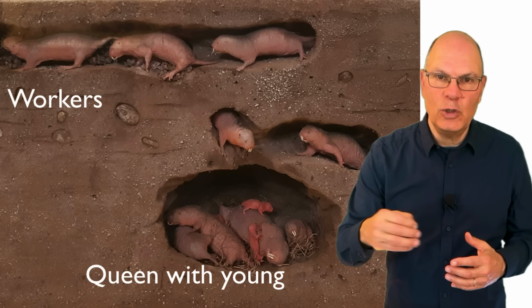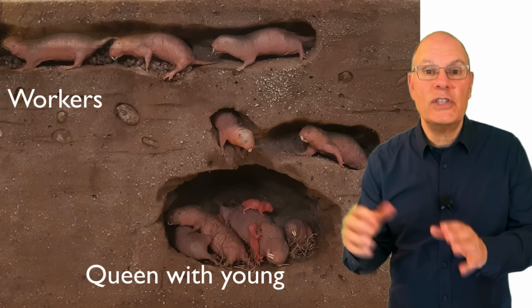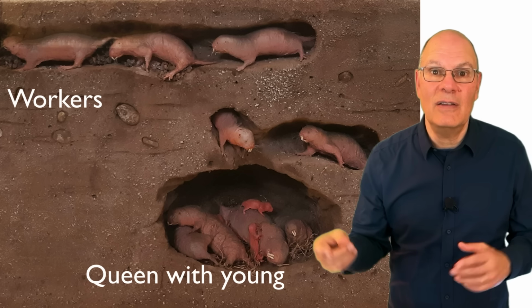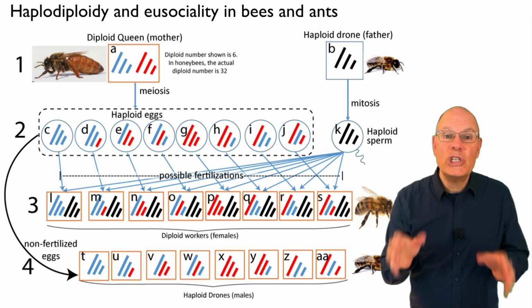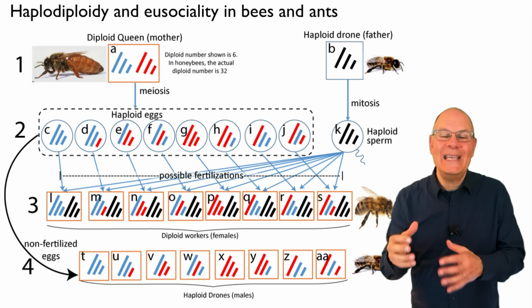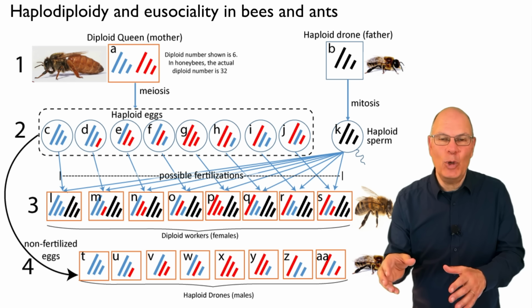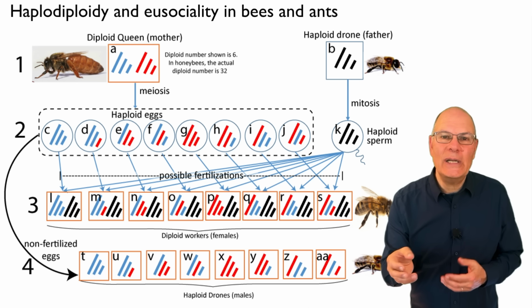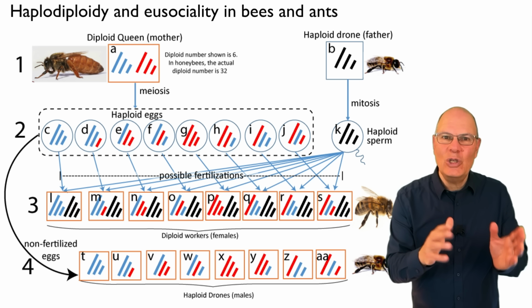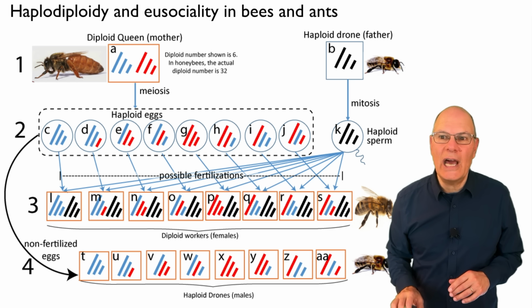There are individuals who get to reproduce, and everybody else serves them and serves their reproductive interests. Eusociality can be partly explained in animals like bees and ants through the phenomenon of haplodiploidy. That's a kind of sex determination that we discussed back in Unit 5. I'll review it now and I'll connect it to eusociality.